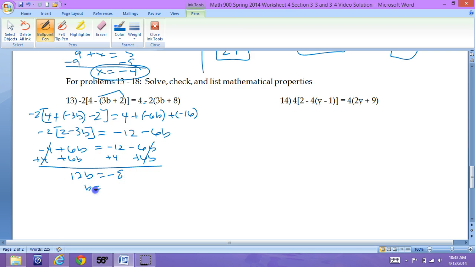So b equals negative 8 twelfths. And then we're going to simplify that. Divide both the top and the bottom by 4, and we get negative 2/3. So it says solve, check, and list the mathematical properties. So which mathematical properties did I use?